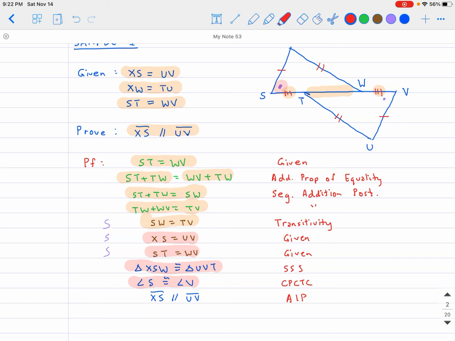So here is angle S, here is angle V. And you can see that by their location, they are alternate interior angles. And since, according to what we just did, we proved that the alternate interior angles are congruent, therefore the sides or the length over, the segment over here and the segment over here, the two lines that are going to be formed by those angles, but not the transversal, are going to be parallel to each other. So finally, XS is going to be parallel to UV by AIP then.